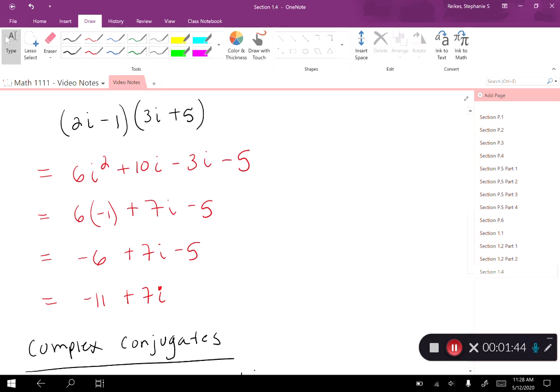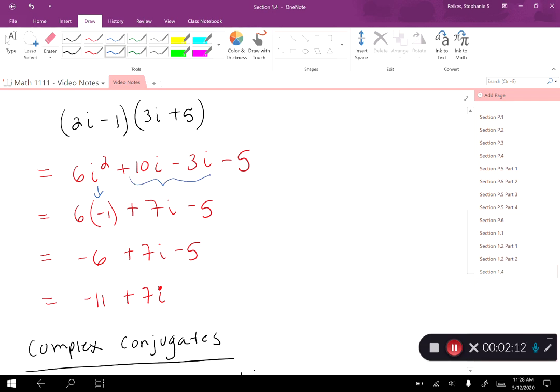I have a polynomial times another polynomial, and so we are going to FOIL like normal. So 2i times 3i is 6i squared, 2i times 5 is 10i, -1 times 3i is -3i, and -1 times 5 is -5. Then I'm going to replace i squared right here with -1, and I'm going to combine my like terms in the middle.